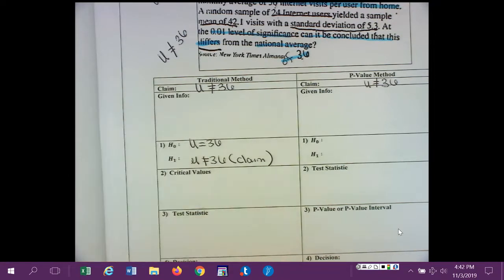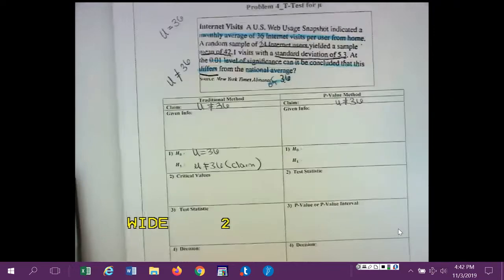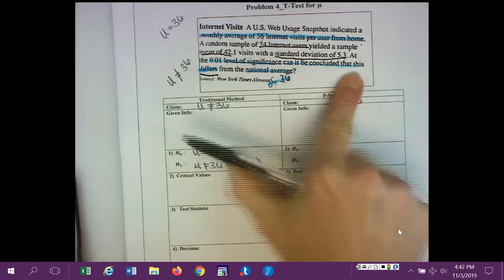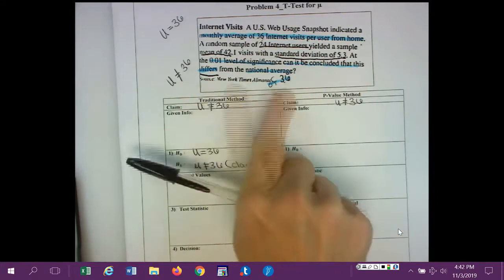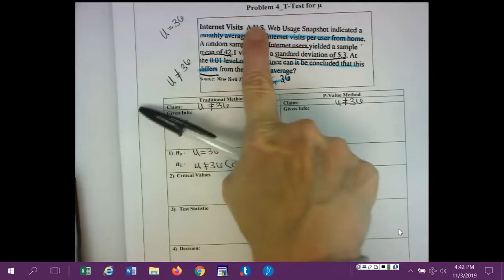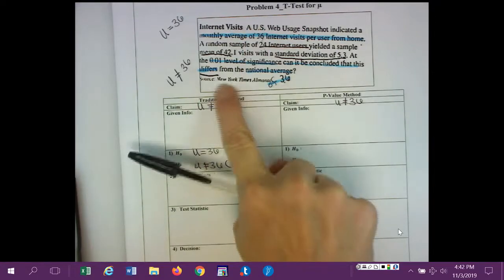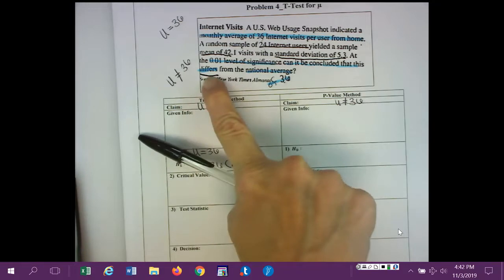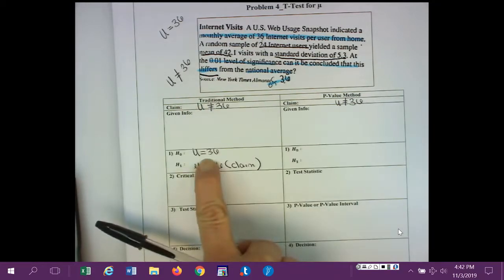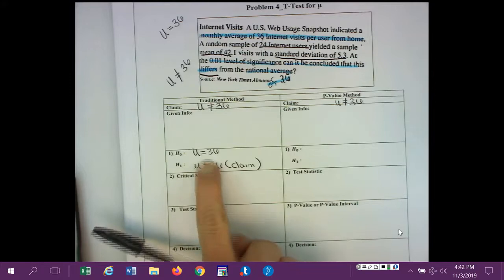It didn't mention who was doing this, a researcher or a student, but the question said, can it be concluded that it differs? If the question said, can it be concluded that it is still 36, the same as what the US Web Usage Snapshot says, can it be concluded that it still equals 36? Then we would be testing this null statement. But it doesn't say that. It says differs.